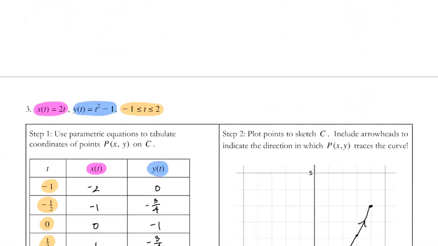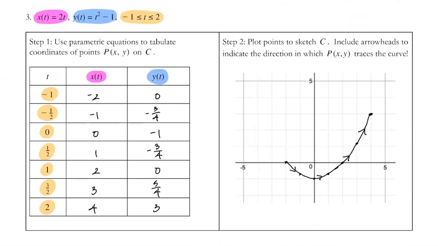And then I had you take a look at question number 3, which was similar in the sense that we had a line and a parabola that we were plugging our t values into, but this time we ended up with not a sideways parabola, but a regular parabola, or at least part of it. Okay. So I'll give you a moment to check that over, make sure you've got the same graphs that I have here. All right.